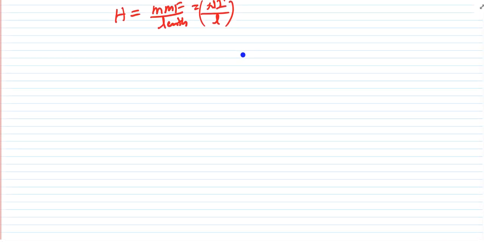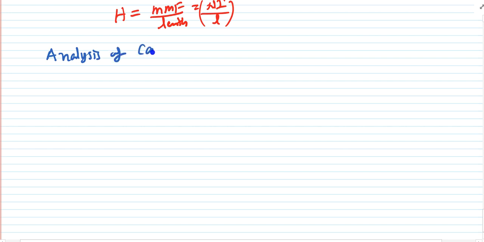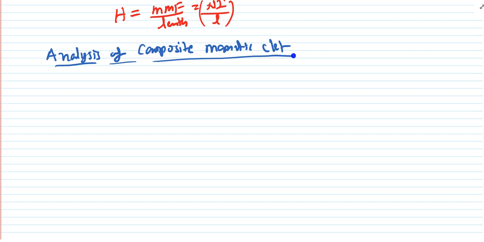What are the things I have discussed in this? Next I will go with the analysis of the composite magnetic circuit. Here my core is not made up of a single material; my core is made up of different materials. That is the meaning. Composite means my core is made up of different materials.